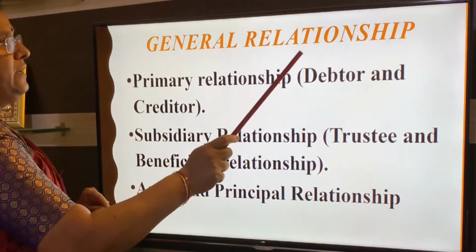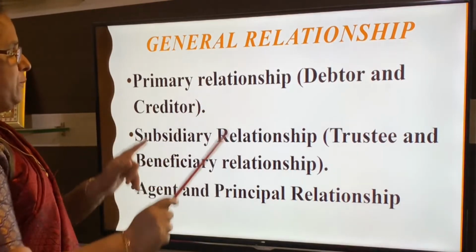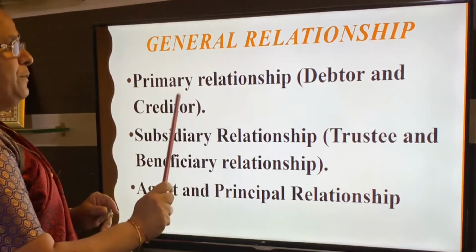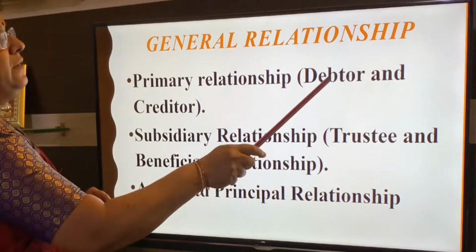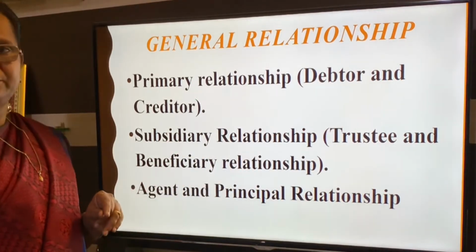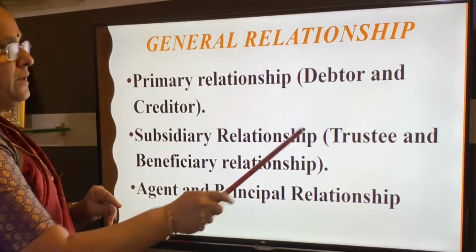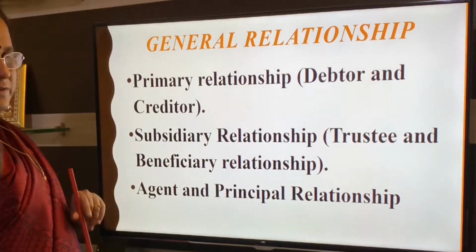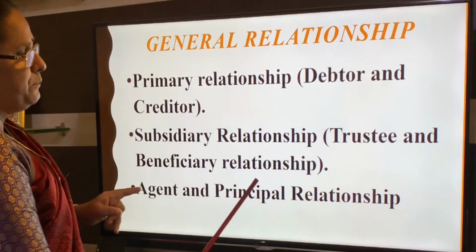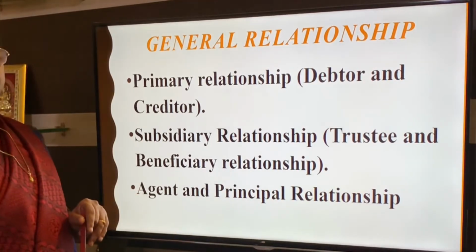And in the general relationship, we have 3 points to learn. First one is primary relationship, that is debtor and creditor. Subsidiary relationship, trustee and beneficiary. Agent and principal relation here.